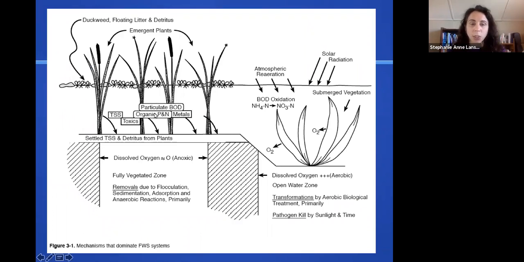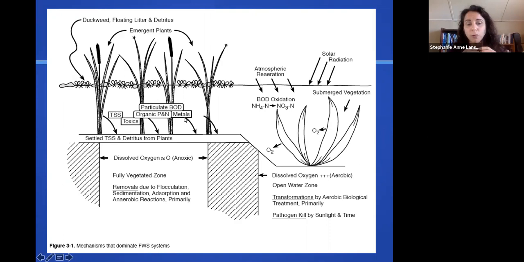And so within this, you're going to have your particulate BOD, your organic matter. You're going to have organic-based phosphorus and nitrogen in the detritus and settled total suspended solids. You might have metals and other things that are suspended here. Again, you're going to have low dissolved oxygen. It's going to be anoxic. And you're going to want this to be as vegetated as possible.